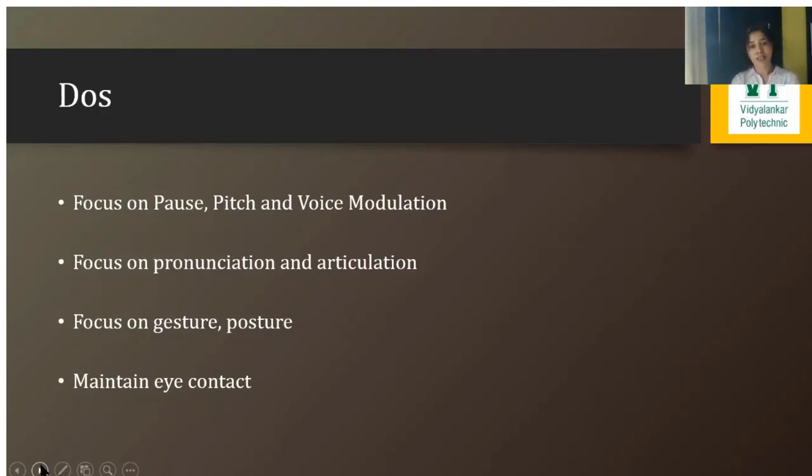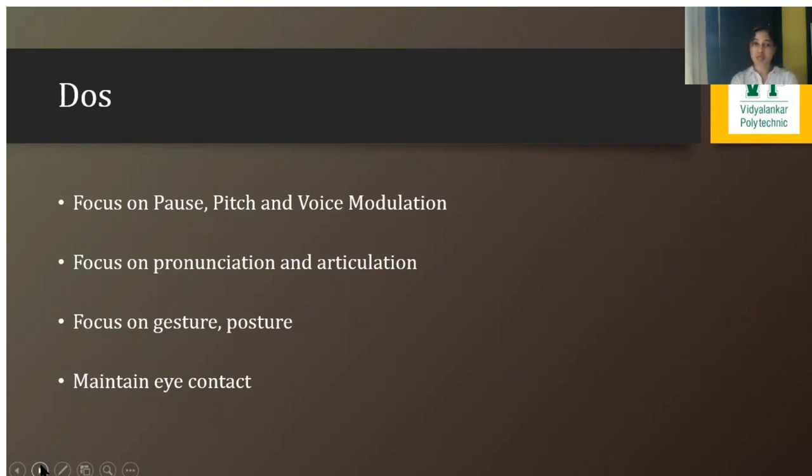Pronunciation: as English is not our mother tongue, it is possible that we may have a regional impact upon our way of speaking. So we have to make sure that we check what the correct pronunciation of a particular word is, and then only we pronounce it.